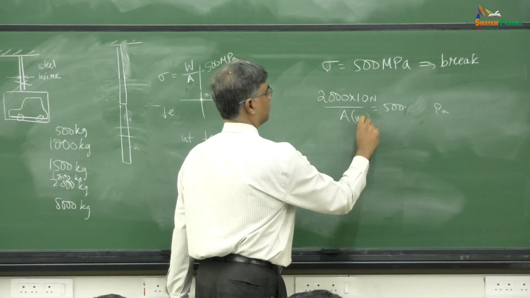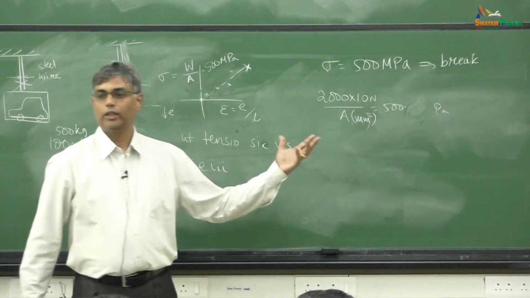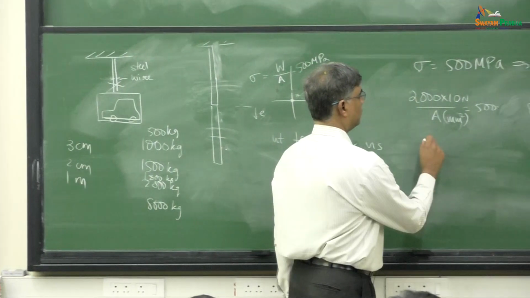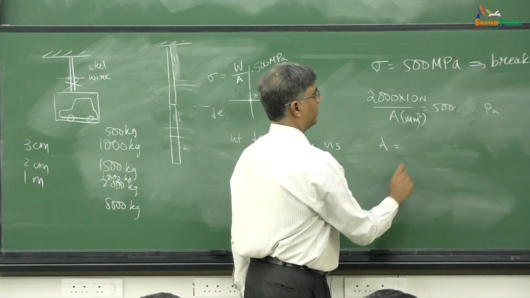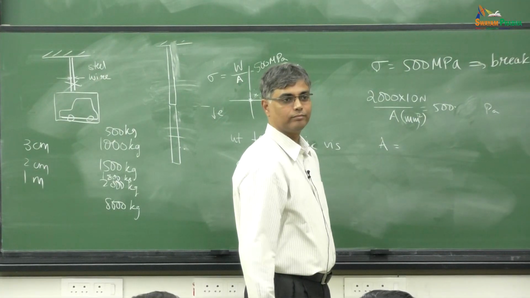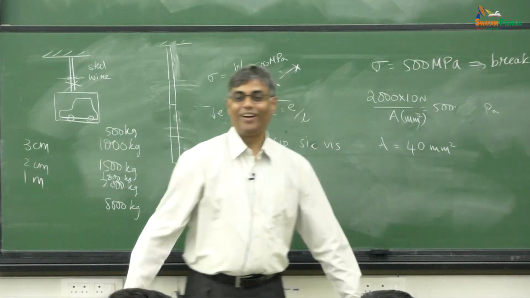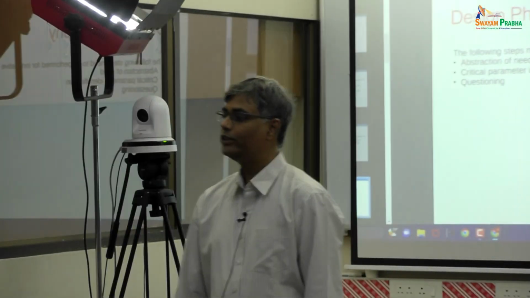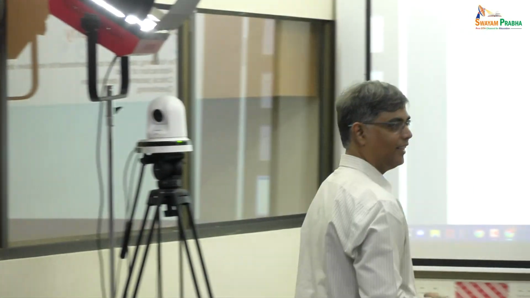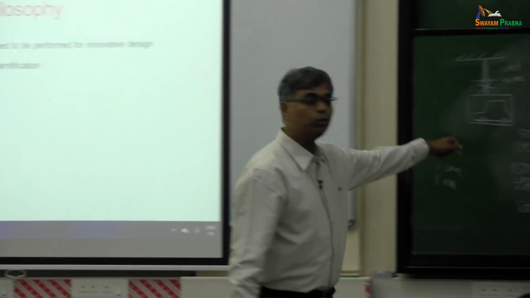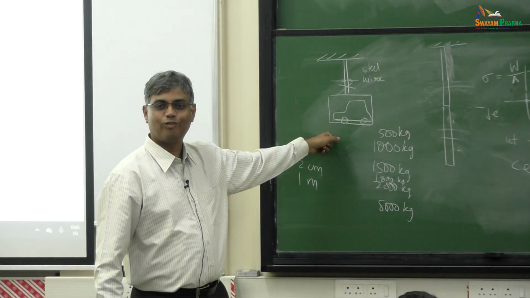Okay, so you can see now, what is it? 20,000 by 500, what is that? Okay, 40 millimeter squared, which if you take a square cross section, it's only 6 mm side or 7 mm side, let us say, will support a 2000 kilogram car from the ceiling.